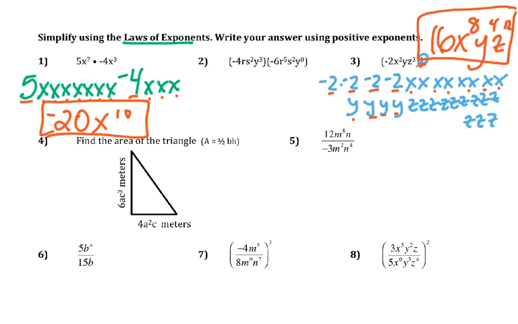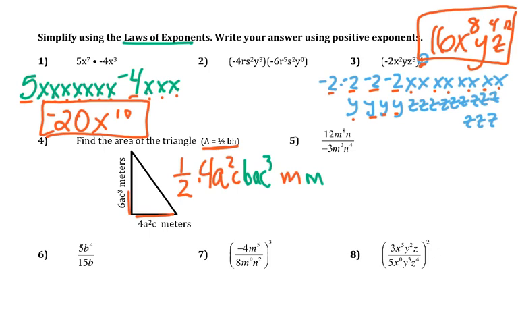Okay, number 4, find the area of a triangle. So the area of a triangle is this formula. And so in this triangle, our base is 4a to the second c, and our height is this. So we're going to say 1/2 times 4a to the second c, and I'm going to write meters right there, times 6AC to the third, and that's also in meters.